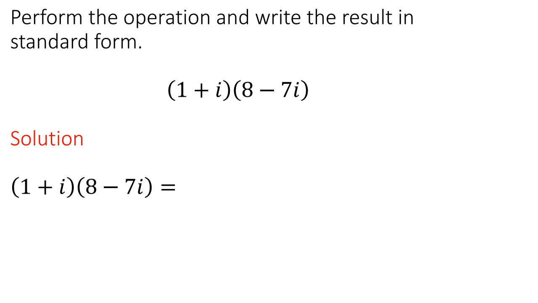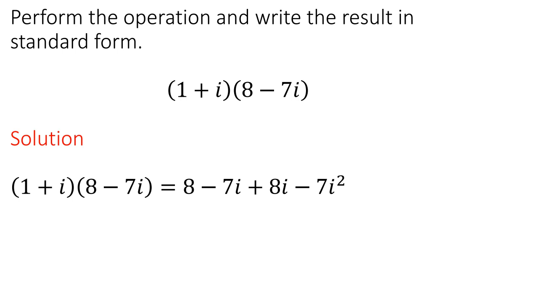All right, so when I do this, I'm going to do FOIL. That's 1 times 8 is 8. 1 times a minus 7i is a minus 7i. That was the first term. Now I have to multiply the second term with the other two terms. So i times 8 is a positive 8i. And then i times a minus 7i is a minus 7i squared.